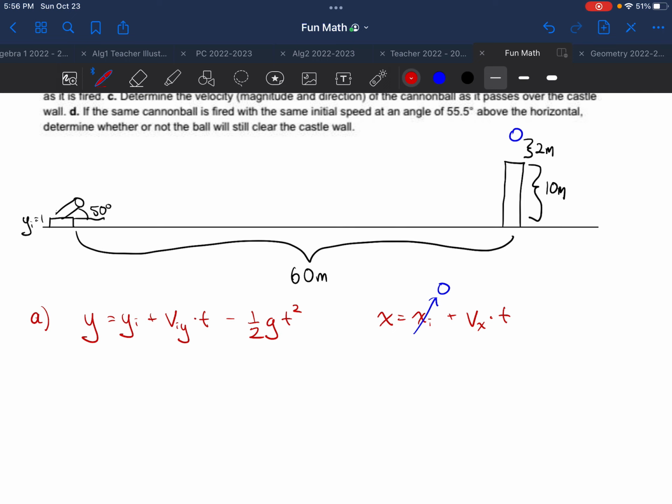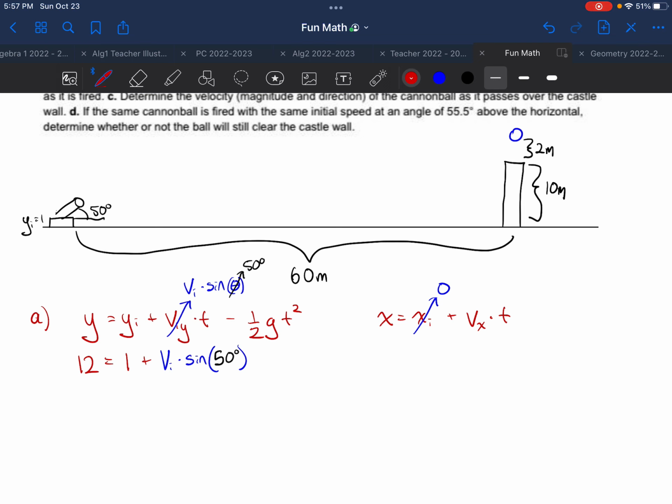Okay, so for the y coordinate, let's plug in what we know. We know that we're going to end up at 12 meters high. We know that our initial y is 1 meter above the ground. We don't know our initial velocity, but we do know that the y velocity is the same thing as whatever our initial velocity is times the sine of our angle. Since we know that our angle is 50 degrees, in our formula down here this is going to be plus our initial velocity times sine of 50 degrees.